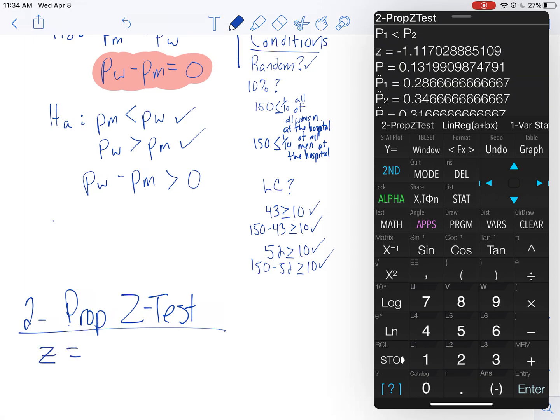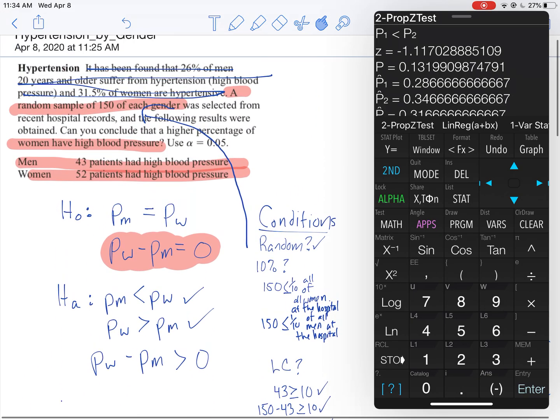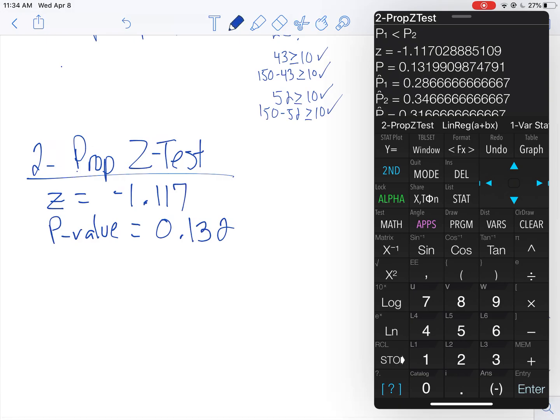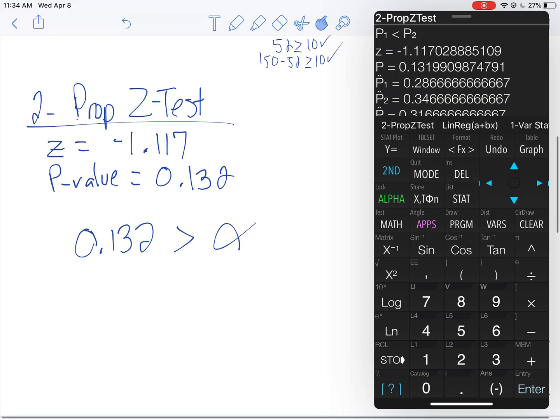And then I'm going to write down my test statistic, negative 1.117, and my p-value. These are the 2 important things we need. 0.132. All right, we established the significance level of 0.05. So let's see, 0.132. That is greater than our significance level of 0.05. If we're getting a value greater than our significance level, that means we have failed to reject our null hypothesis.